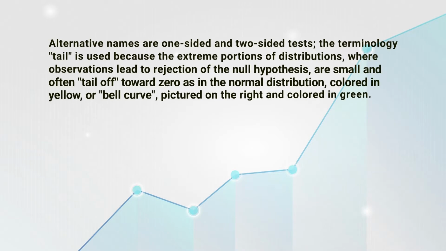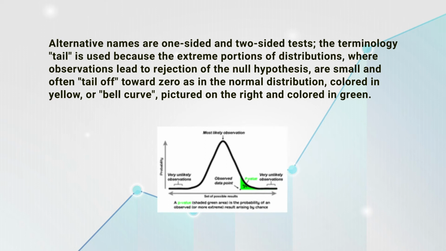Alternatively, if we go into the depth of this one-sided and two-sided test, the terminology tail is used because the extreme portion of distributions where observations lead to rejection of the null hypothesis are small and often tail off towards zero, as in the normal distribution colored in yellow or the bell curve pictured on the right and colored in green. If you see this particular image, I think it is quite explanatory, because you will find that there are two areas in yellow color. This is considered as a left tail and this is considered as a right tail.